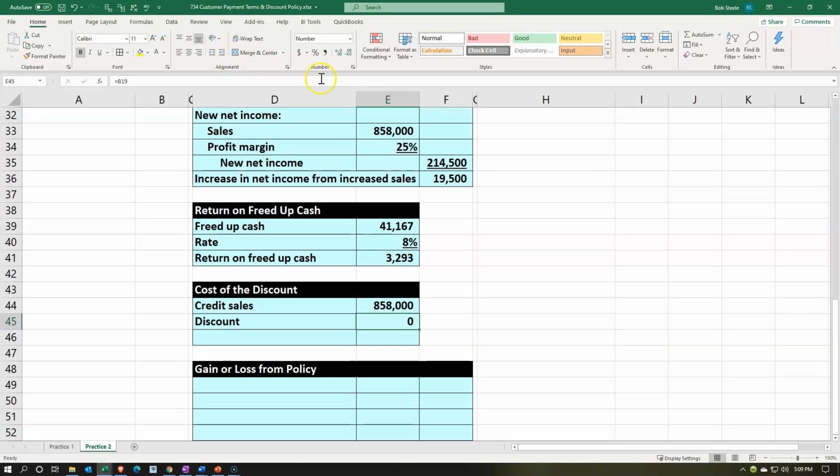We're going to go to the home tab number group percent discount, home tab font group underline. That's going to give us the cost of the discount. Cost of the discount is going to be equal to the 858 times 2%.